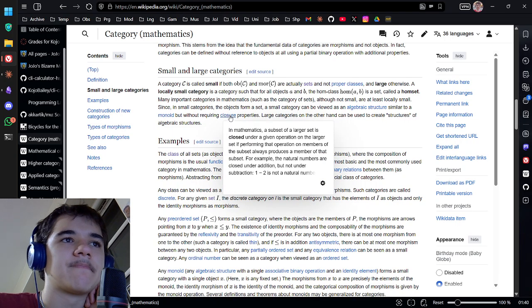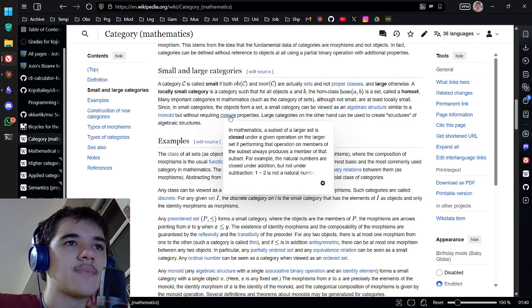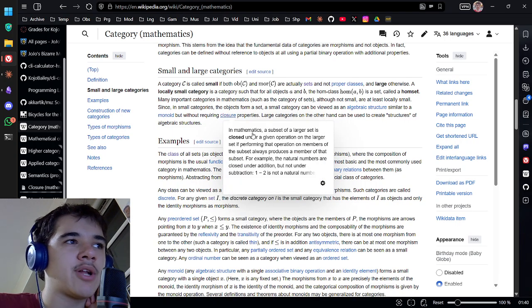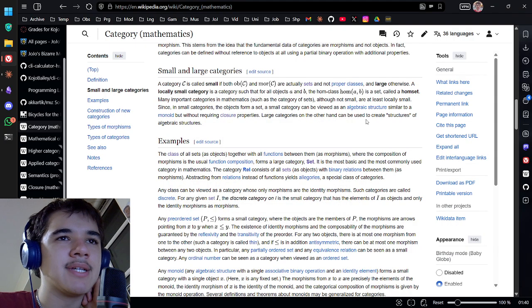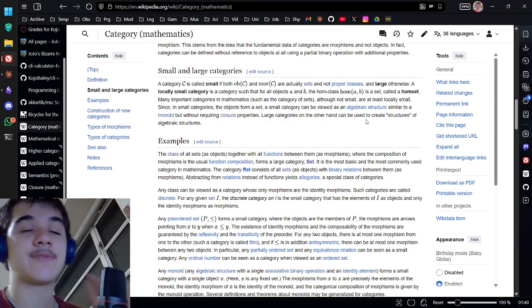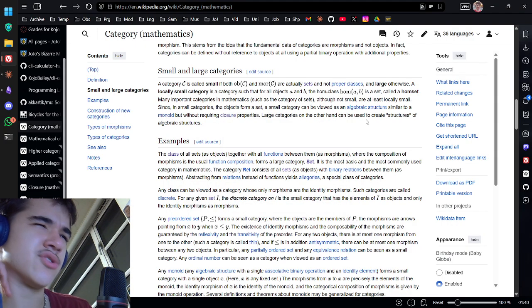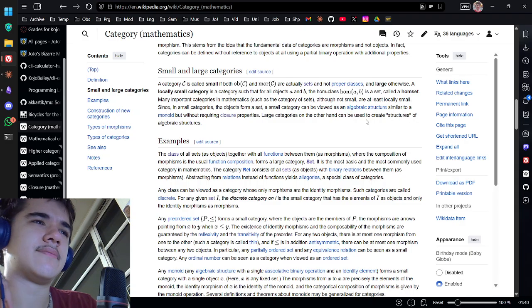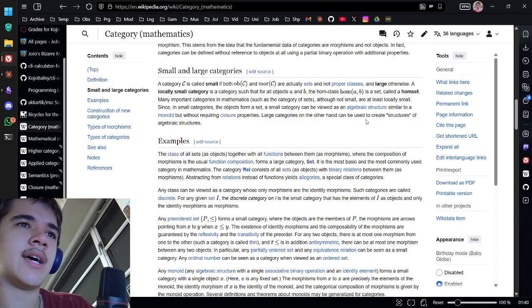Oh, closure. I'm going to look at what a closure is because I hear lambdas referred to as lambda expressions, referred to as closures. I don't understand why, but okay. A small category can be viewed similar to a monoid. So a monoid has a closure property. Large categories, on the other hand, can be used to create structures. Okay.